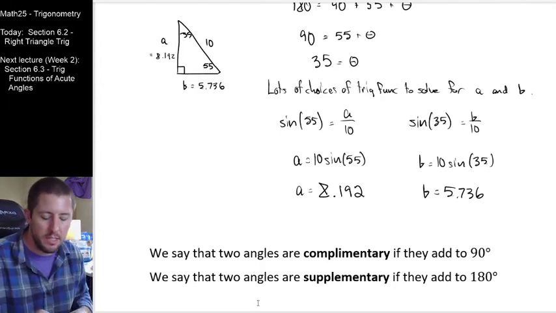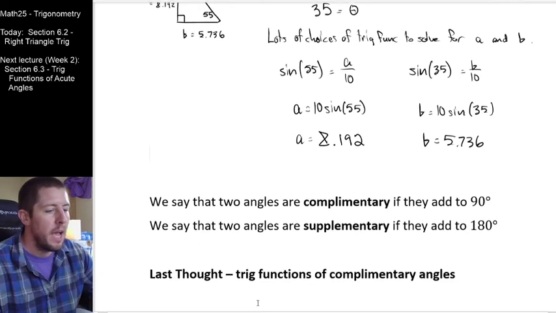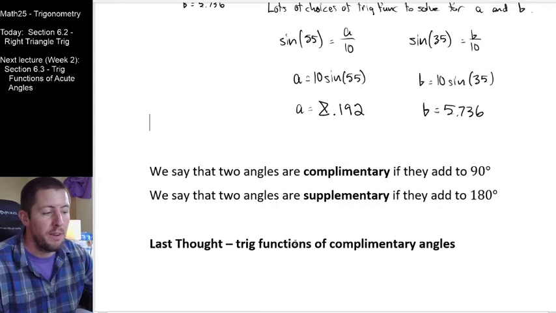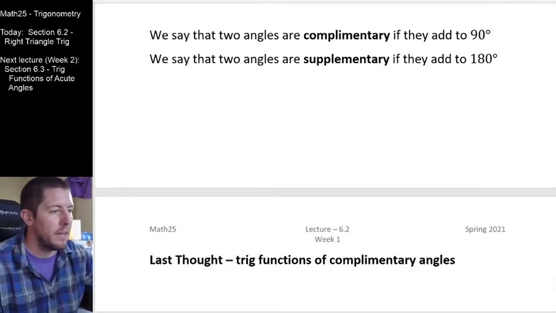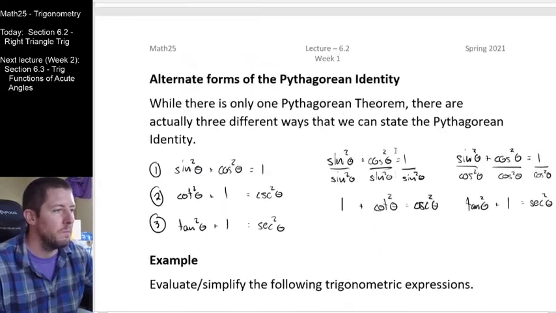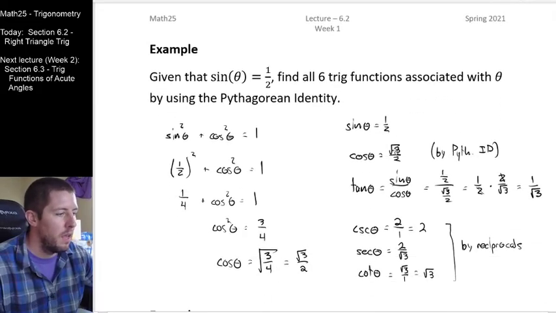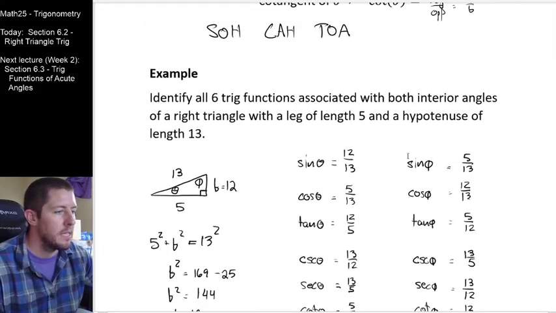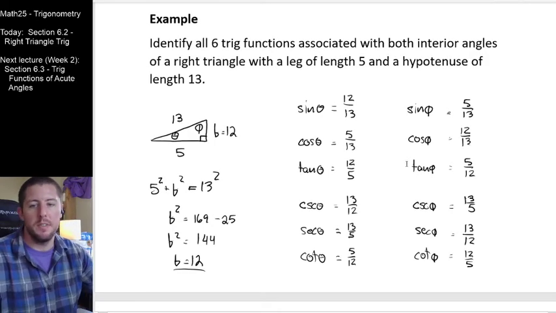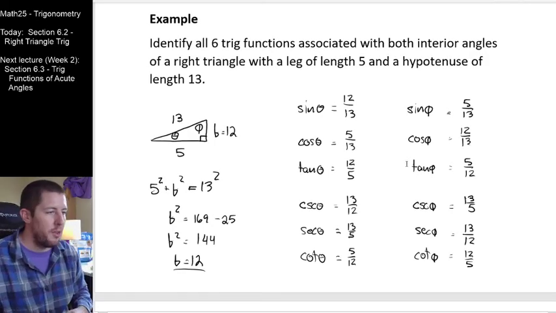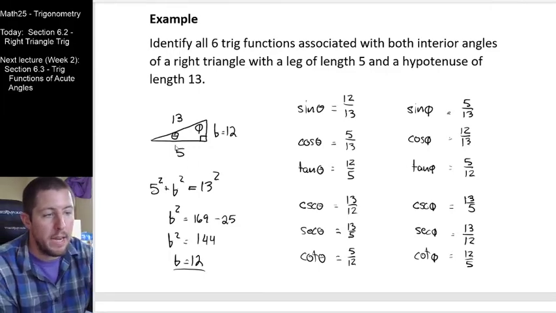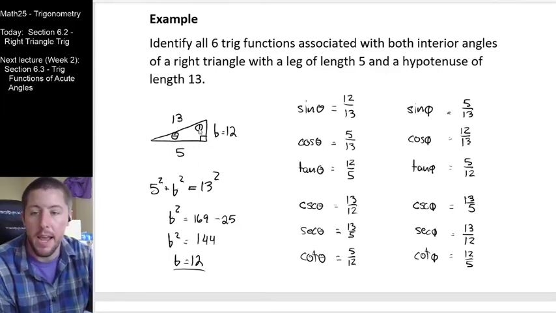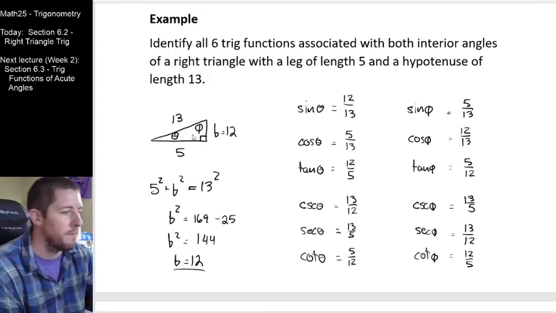The two interior angles that aren't the right angle are always complementary. So as our last thought, trig functions of complementary angles, I want to come back to this example that we did right here. I suggested when we did it that there are some pretty special relationships that we were seeing. I want to remind you that theta and phi are complements of one another.